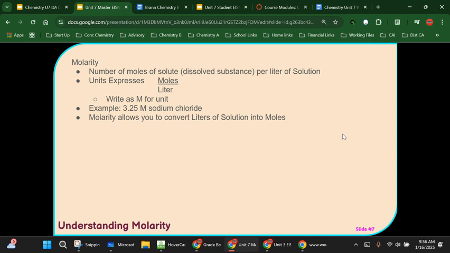So again, we use 6 molar HCl. We only use 20 milliliters of it. We did not use all 6 moles, we used a much smaller amount. We will show you how to calculate that.